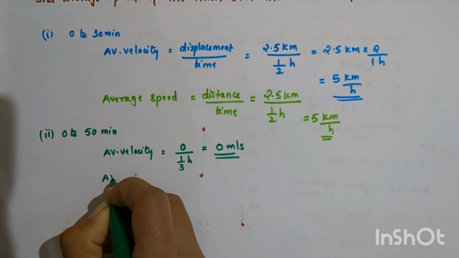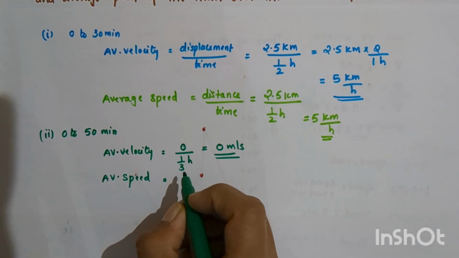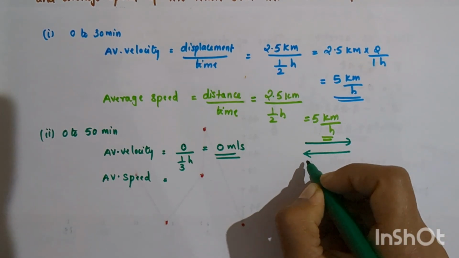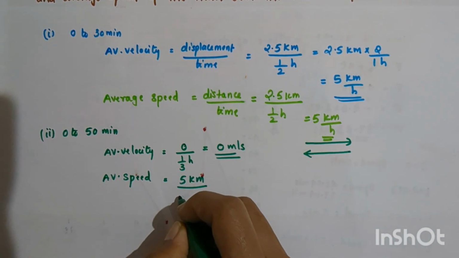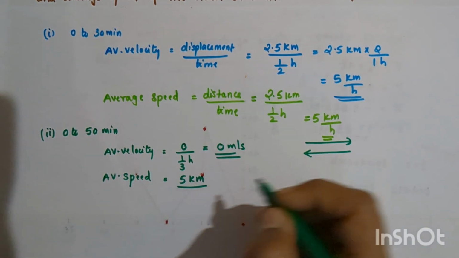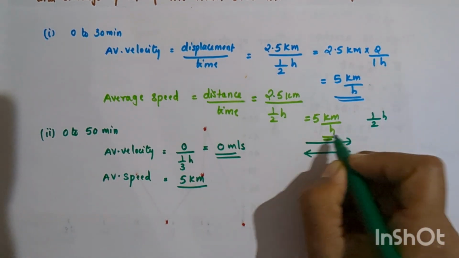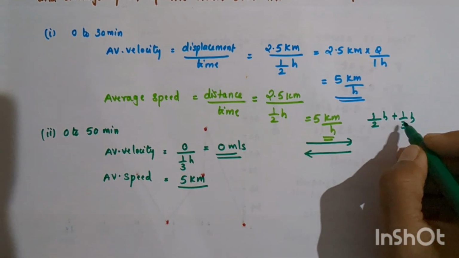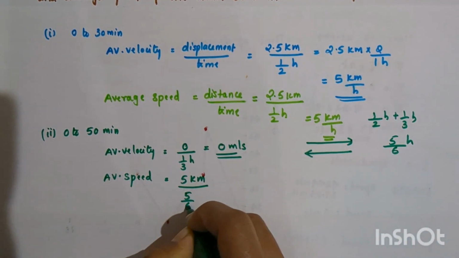And what about the average speed during this time? Average speed is equal to total distance traveled. What about the total distance? 2.5 kilometer to the market and 2.5 kilometer back to home. So 2.5 plus 2.5, which is 5 kilometer, divided by the time taken. What about the time taken? 30 minutes, that is 1 by 2 hour from home to the market, then 1 by 3 hour back to home. So what about the total time taken? 3 plus 2, 5, so 5 by 6 hour.